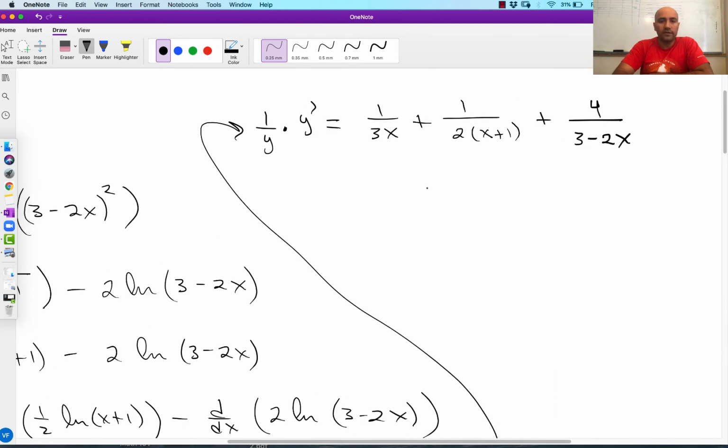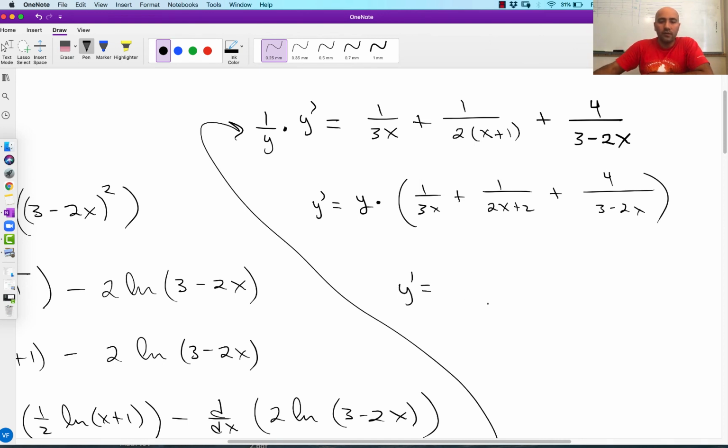So we're almost there, except I wanted to solve for y prime, not y prime divided by y. So all I have to do is multiply both sides by y, and I'm there. So y prime is going to be equal to y times this whole thing: 1 over 3x plus 1 over 2x plus 2 plus 4 over 3 minus 2x. And then all we have to do is substitute the value of y, what we started with.